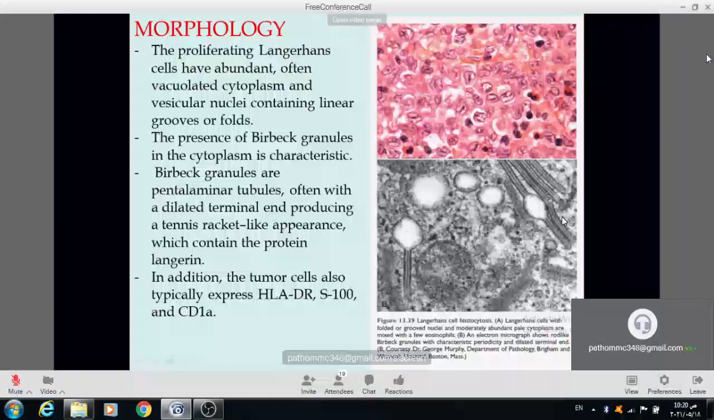فاذا شفنا هذا المظهر بالالكترون مايكروسكوب هاي Birbeck granules هي diagnostic للـ Langerhans cell histiocytosis. فاذا كيف يشخص الـ Langerhans cell histiocytosis؟ اما عن طريق ال H&E راح نشوف انه النيوكلياس vesicular nuclei وال linear grooves or fold inside the nucleus، او ممكن بالالكترون مايكروسكوب راح نشوف عندنا هاي الجرانيولز اللي هي Birbeck granules، اللي هي عباره عن tennis racket like appearance يعني تشبه ركت مال التنس فيها dilated end وبها narrow end. Then in addition these tumors would express certain markers like HLA-DR and S100 and CD1a marker. These are immune markers اللي ممكن تكون positive باللانجرهانس سيلز.